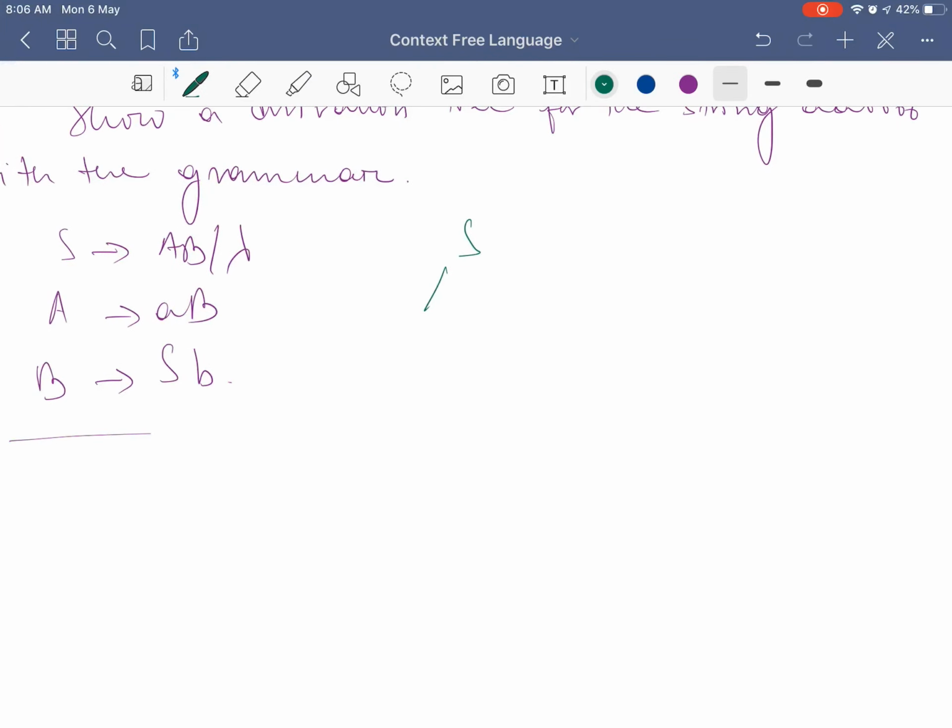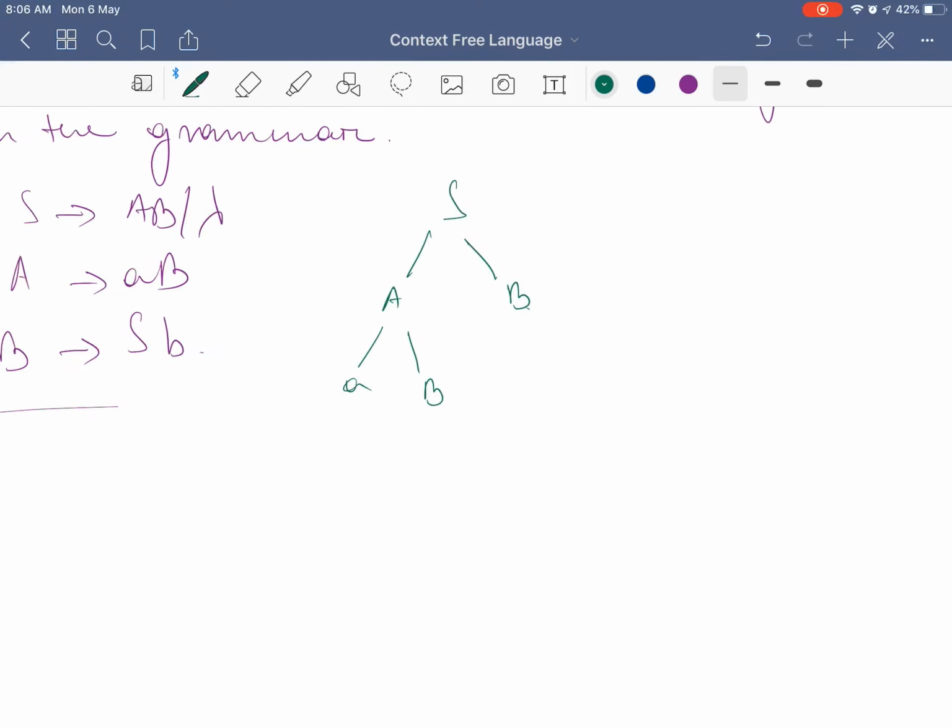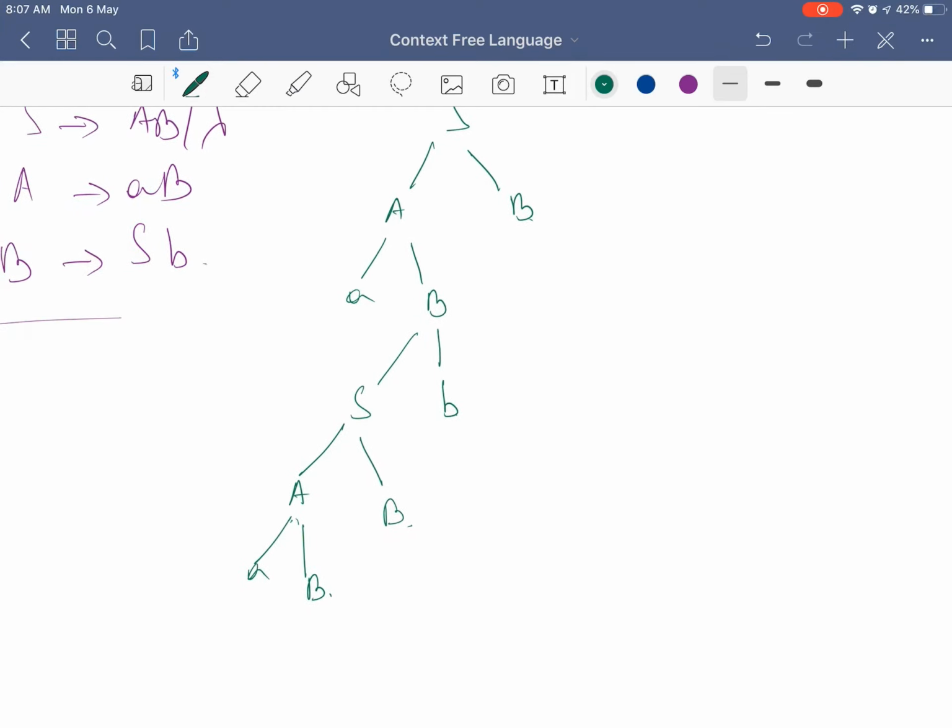S to AB, then A to small a, capital B, then this B to S and small b, this S is again AB, then A to small a, then B. Now what should I do with this B again?